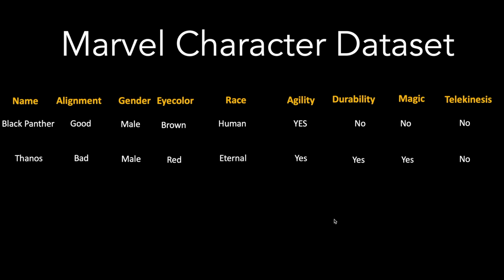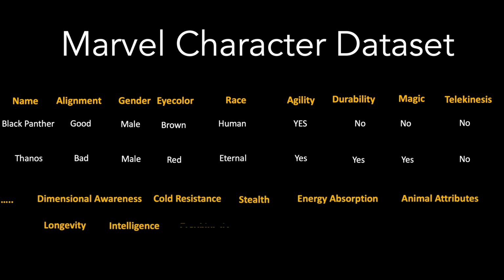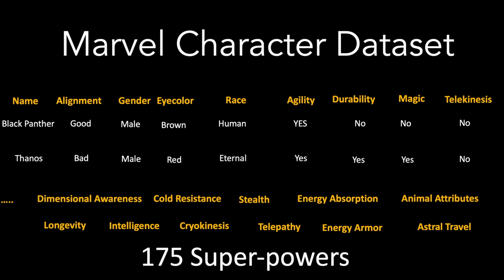Avengers Assemble. In this section, we will use a dataset on Marvel characters. This dataset has got information on Marvel characters such as the name, the gender, the alignment, and the superpower capabilities such as the agility, durability, magic, telekinesis, etc. You'll be surprised to know the different types of superpowers which these characters can have, such as dimensional awareness, energy absorption, telepathy, and this dataset has got 175 types of superpowers.